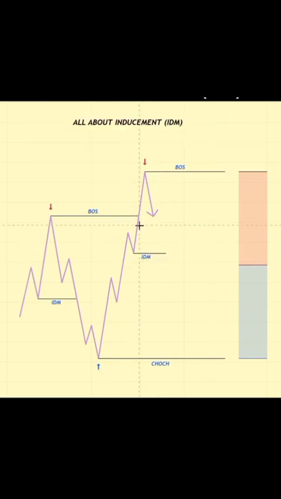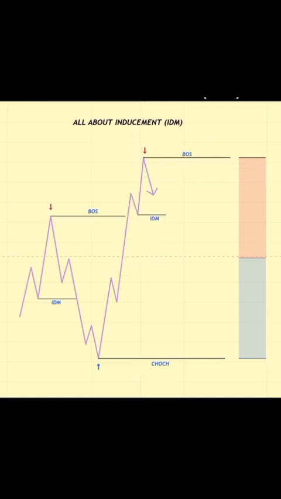And by the way, it doesn't matter if this first pullback appears before the break of structure or appears after the break of structure. It still counts to be the inducement.